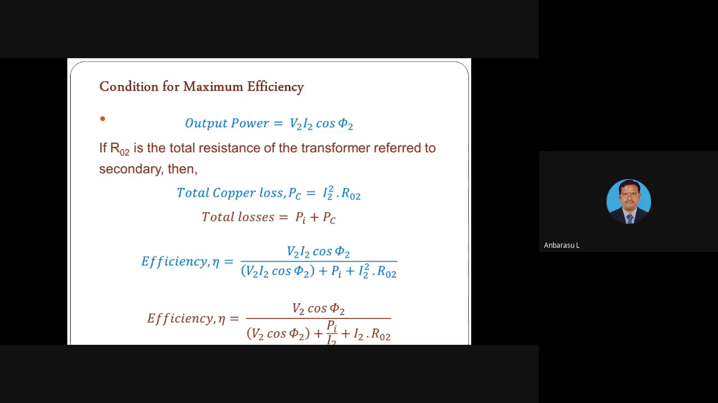Then the copper losses. What are the copper losses? Total copper losses equal I2 square into R02. That is the copper loss in the secondary winding, I2 square into R02, where I2 is the load current and R02 is the total resistance of the transformer referred to the secondary side. We know the total losses of the transformer are Pi plus Pc, iron losses plus copper losses. Then we substitute into the efficiency formula. Efficiency eta equals V2 I2 cos phi 2 divided by V2 I2 cos phi 2 plus Pi plus I2 square into R02.